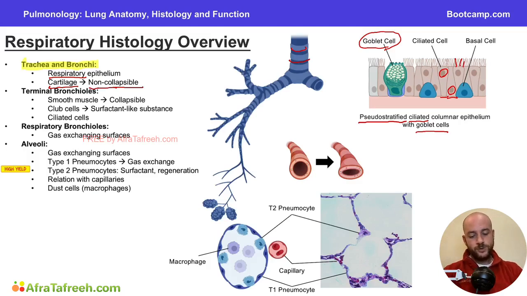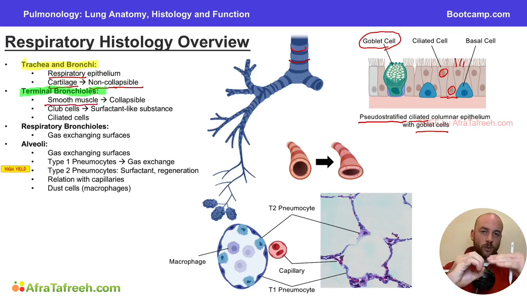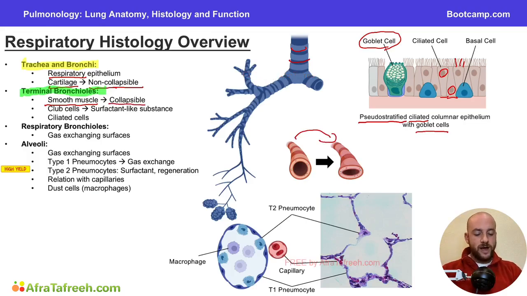All right, moving on now to the terminal bronchioles. And so the terminal bronchioles are essentially made up of smooth muscle. And so because they do not have that cartilage support supporting them from external pressures, they are collapsible. So they could collapse due to external pressure, or it could be that there is smooth muscle intrinsically in the wall of these airways, which could contract and collapse the airway that way. The terminal bronchioles also have club cells, and those club cells will produce a surfactant-like substance that will coat the airway and help to keep them open. And they also contain some ciliated cells as well.